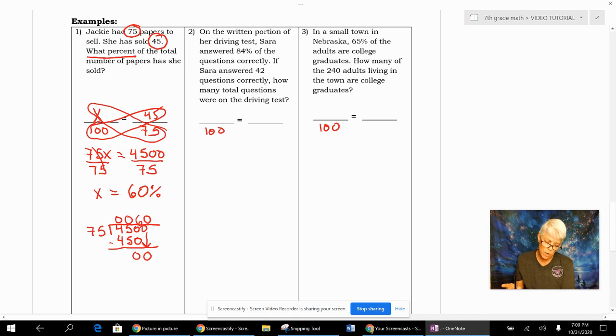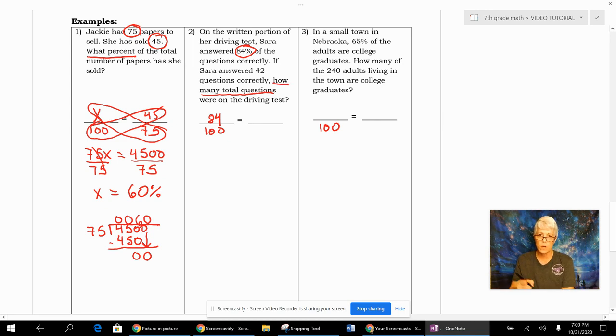On number 2, on a written portion of her driving test, Sarah answered 84% of the questions correctly. Bam, I see a percent sign. So they gave me the percent. So I'm going to go ahead and put it over the 100. Now here's where we're going to have to think a little bit. If she answers 42 questions correctly, how many total questions?